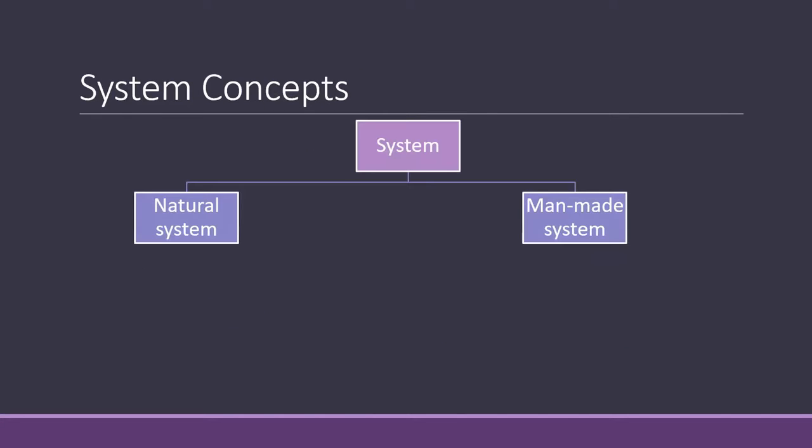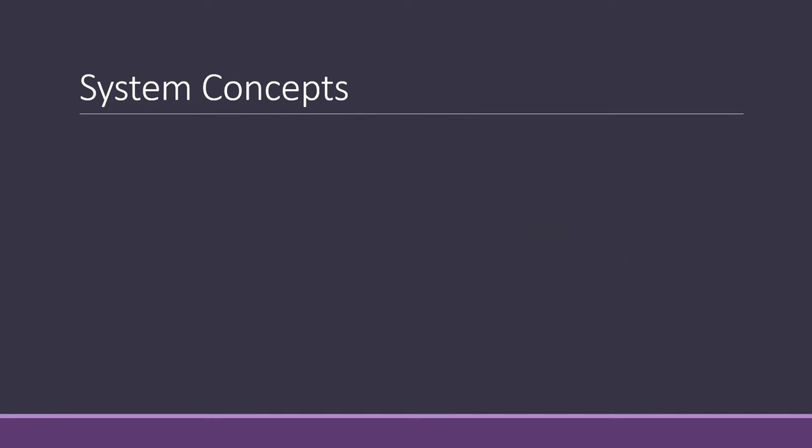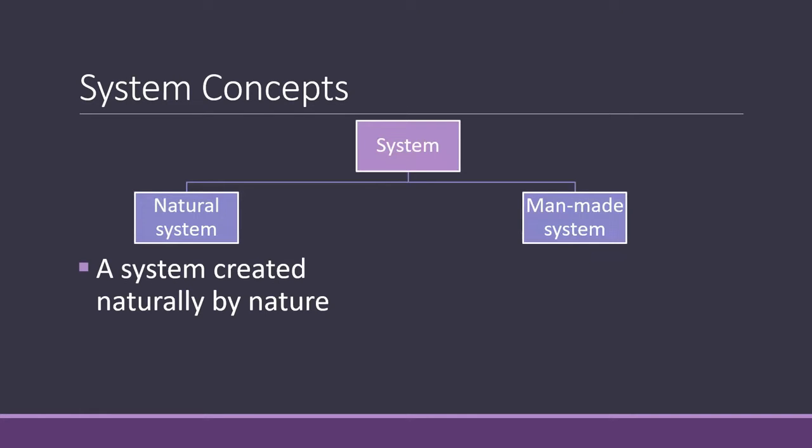Then, when we go into systems, we can categorize them into two types: natural systems and man-made systems. A natural system is a system which is created by nature naturally. Without any human interaction, the systems which are created by nature are known as natural systems. For example, the human body, a solar system, a plant, and any animal can be called natural systems.